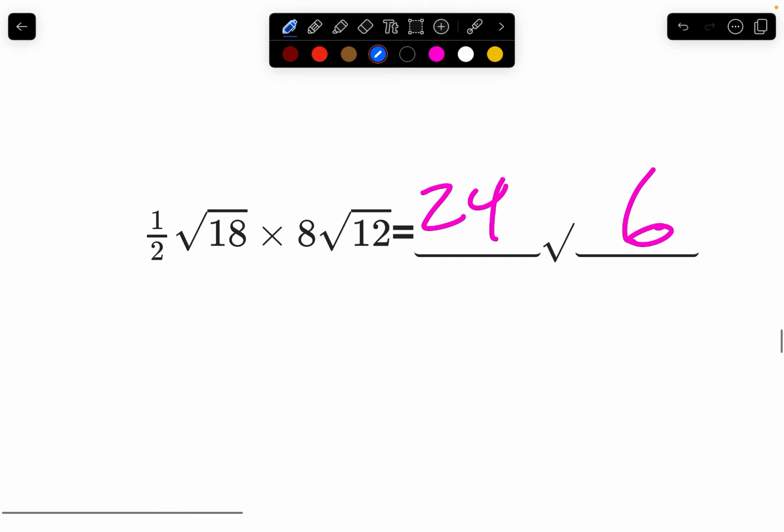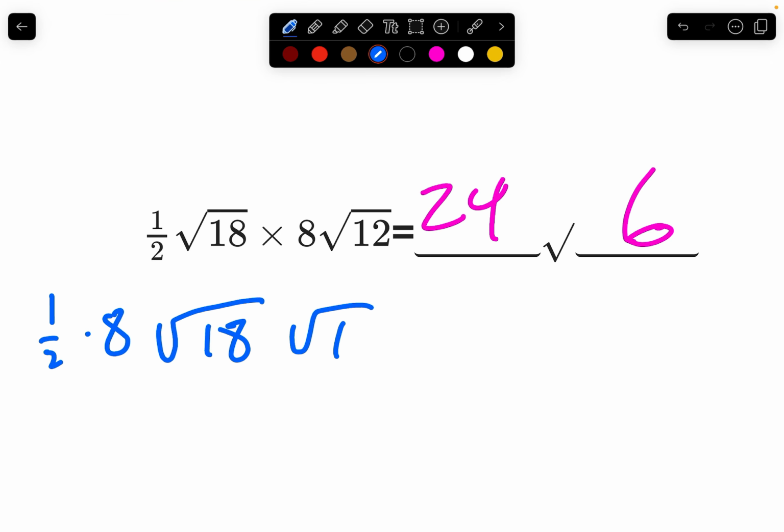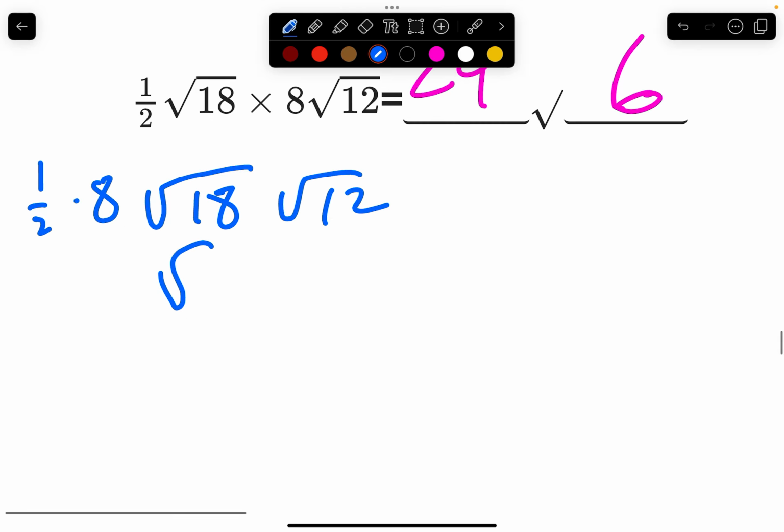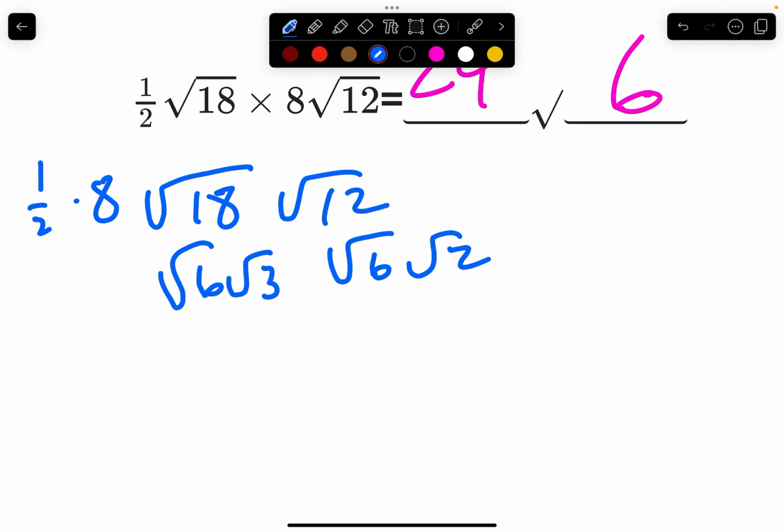All right, take a look here. Got some fun stuff going on. That's multiplication. So we have 1/2 times 8. Let's put that there. Root 18 and root 12. Root 18 is root 6 root 3. Root 12 is root 6 root 2. Why did I do that? Because this becomes 1/2 times 8.